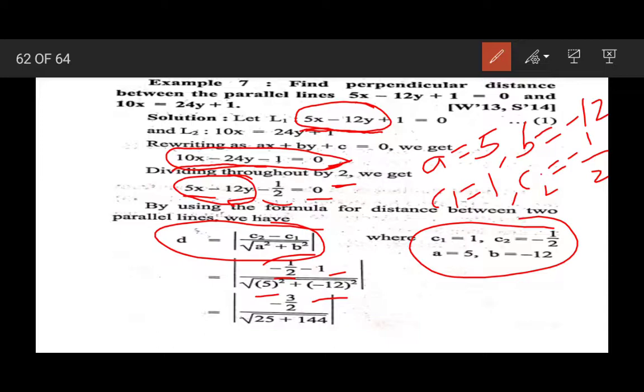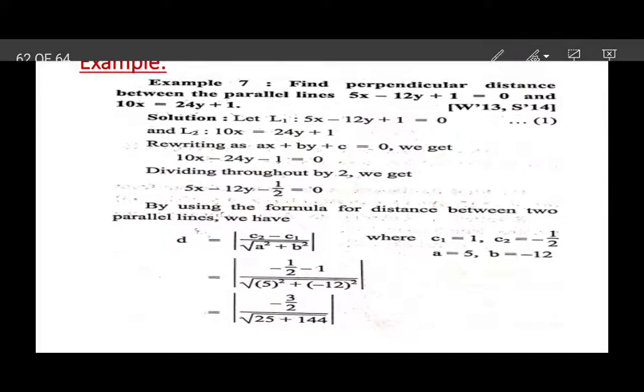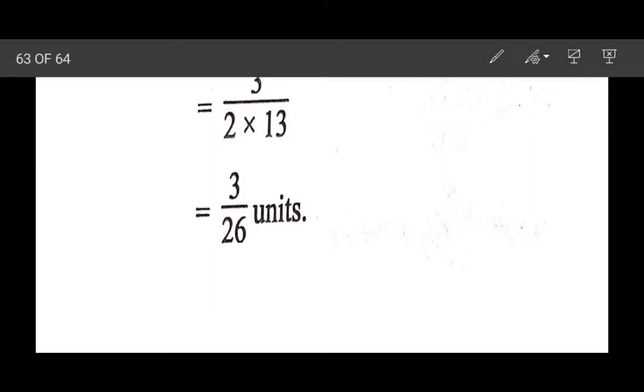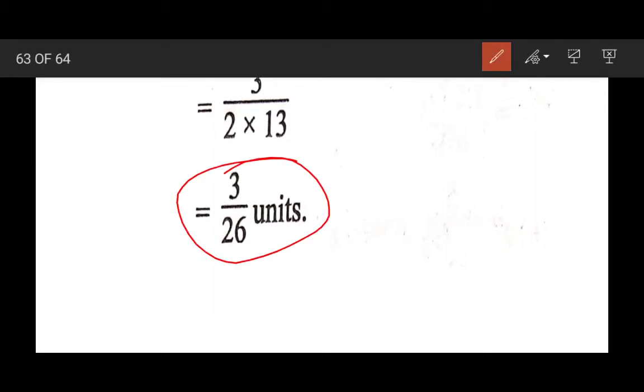By cross multiplying, we get numerator as minus 3 upon 2 divided by root of 25 plus 144. So 3 upon 2 into 13. So finally we get the answer as 3 upon 26 units.